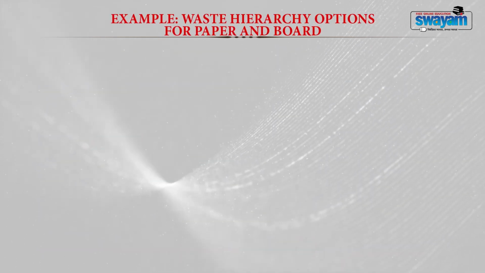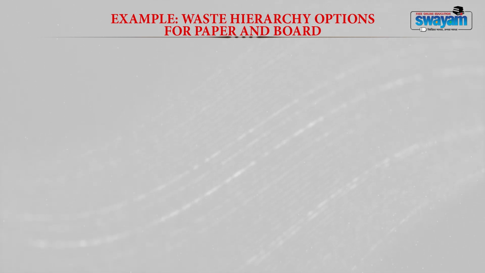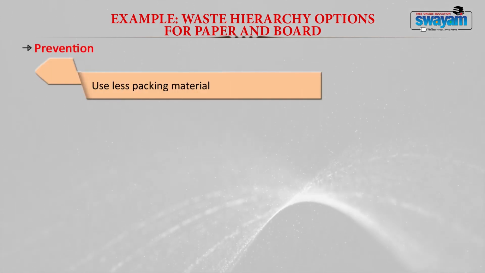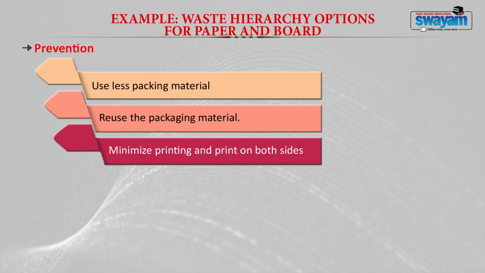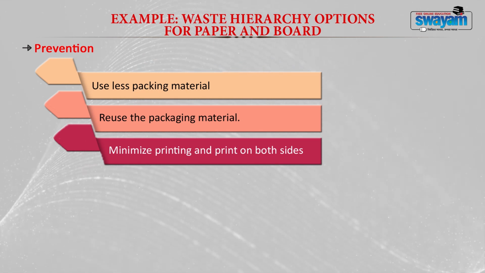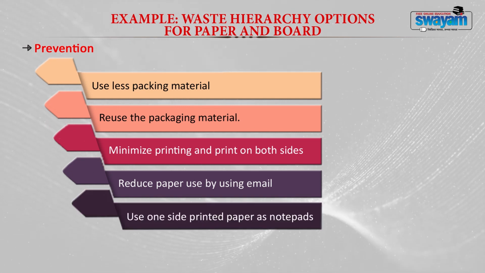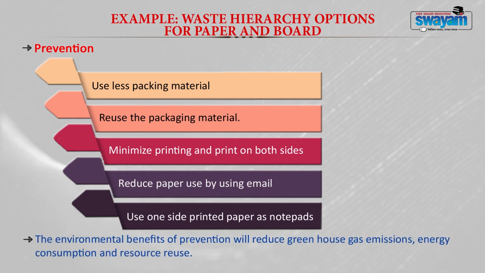Let me take an example of waste hierarchy options for paper and board. There may be several options. The first option is prevention. For prevention, use less packaging material, reuse the packaging materials, minimize printing and print on both sides, reduce paper use by using emails, use one-sided printed paper as notepads. The environmental benefits of prevention will be reduced greenhouse gas emission, energy consumption and resource reuse.